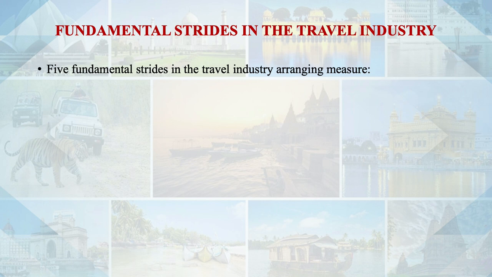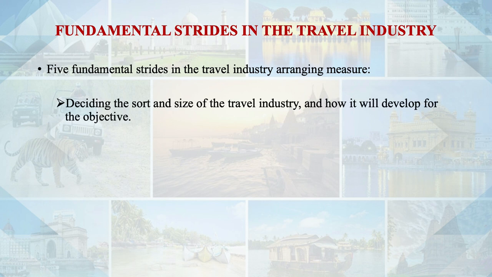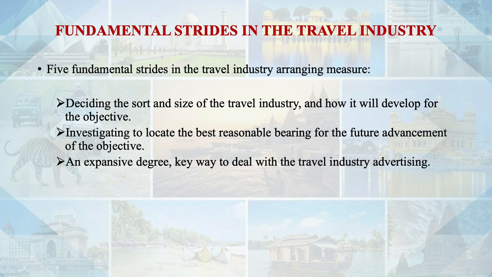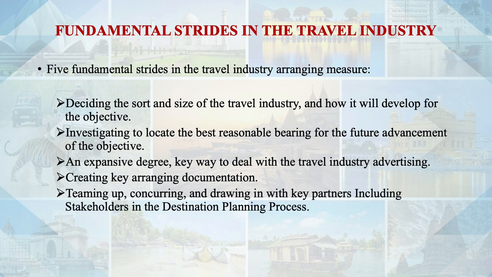Here are five fundamental steps in the tourism planning process: decoding the scope and size of tourism and how it will develop for the destination, investigating to locate the best reasonable direction for the future development of the destination, an expensive-scale key approach to tourism marketing, creating key planning documentation, and teaming up, agreeing, and engaging with key partners, including stakeholders in the destination planning process.